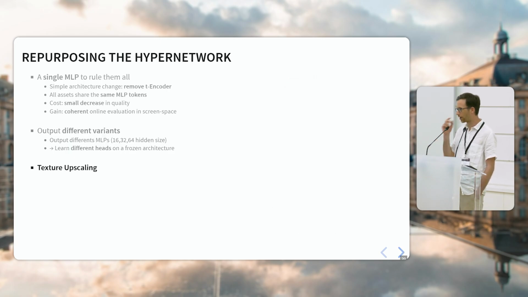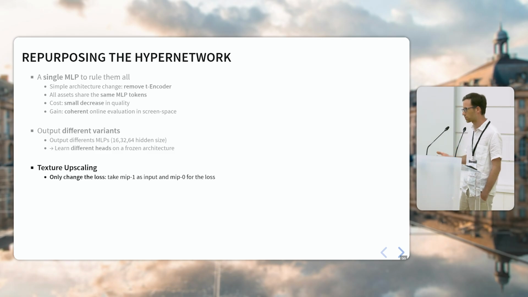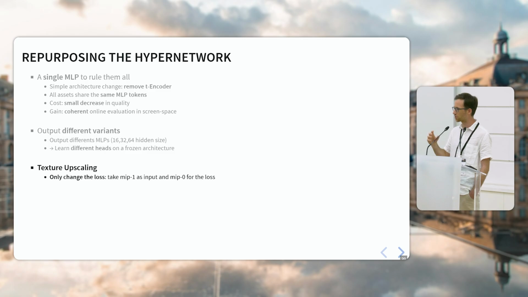Now, one thing that I thought was very cool was to actually use the hypernetwork to learn texture upscaling, which the SGD cannot do. And for that, what you change is the loss of this network. You put as input the MIP1 of your texture set, and in the loss, you replace the MIP1 of the reference texture set by the MIP0. And what it does is it forces the multilayer perceptron to learn to do texture upscaling.